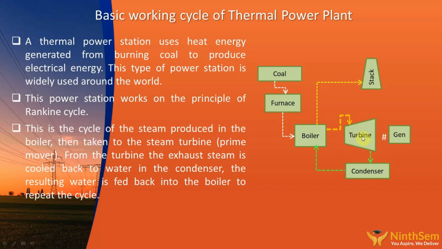Once the steam's work is done, the exhaust steam from the turbine comes to the condenser, where it is cooled with the cooling water. This exhaust low pressure steam gets condensed into water, and this condensed water is circulated back to the boiler. Again in the boiler, this water is heated with the furnace heat energy, and again this water becomes steam and goes to the turbine.